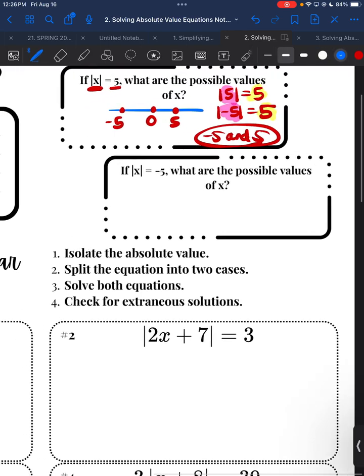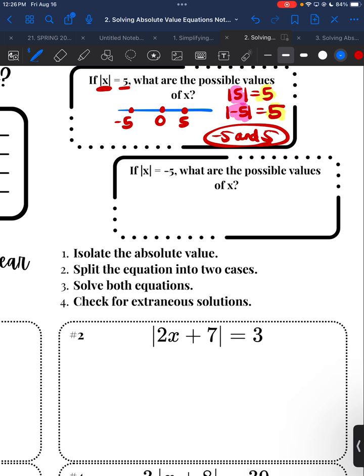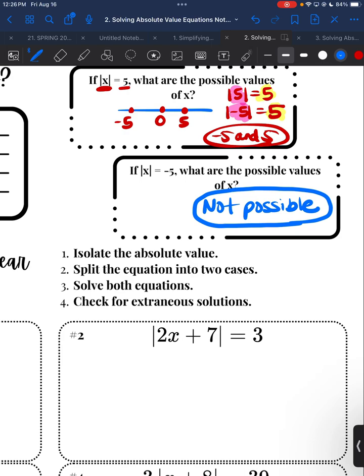And then if the absolute value of x is negative 5, what are the possible values of x? Like I just said, the outside can never be negative, so this is not possible. We do not have a number that is negative 5 away from 0. Negative 5 doesn't count because, again, distance is positive.